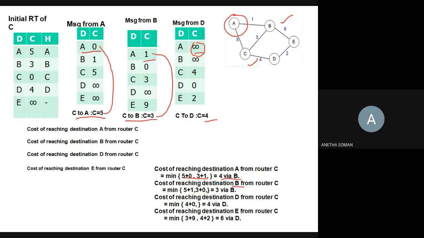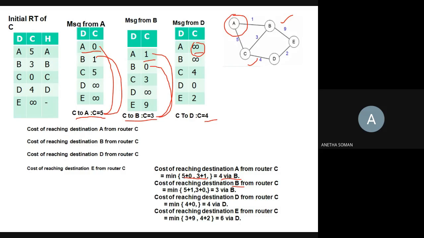Now, this is equal to the minimum of. I know that C to A, the fixed distance is 5. But through A, I can reach B with a cost of 1. So, I will add up this 5 and 1. So, that is the first value, 5 plus 1. Now I have to reach destination B itself through C. Directly, you have the connection, the fixed cost, which is equal to 3. Again, that 3 plus 0 will be added up. So 3 plus 0 is equal to 3 itself.